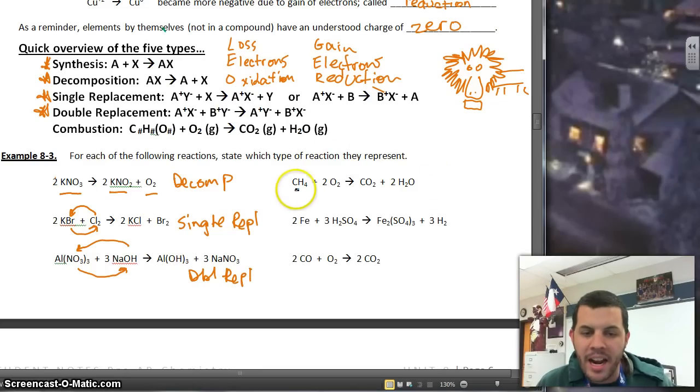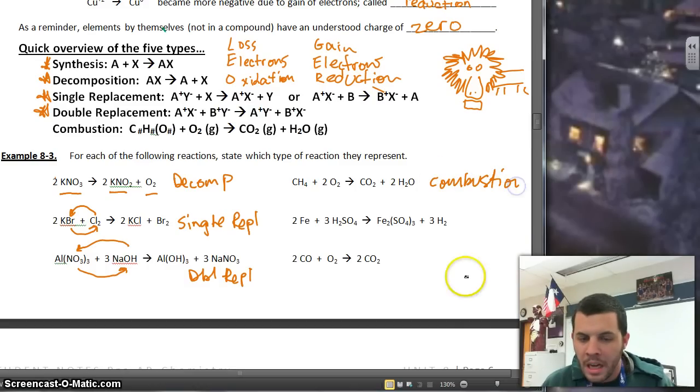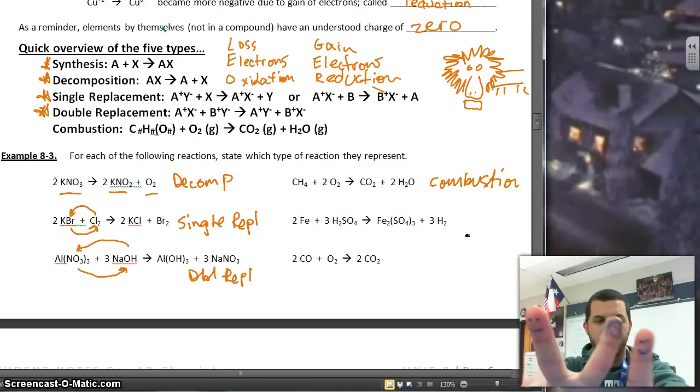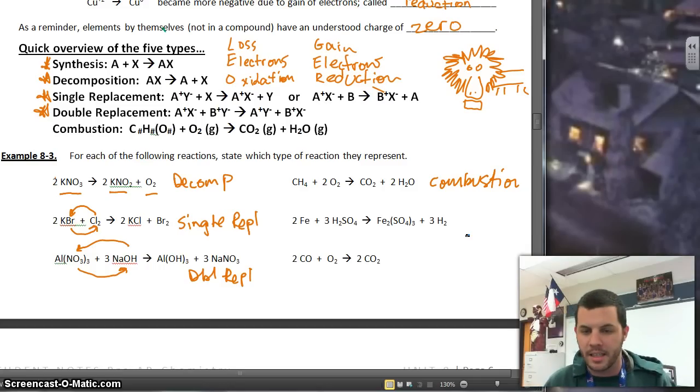Here I've got a hydrocarbon plus oxygen yields carbon dioxide and water. Boom, combustion every time. This one, single element plus compound, new single element. So that is single replacement.